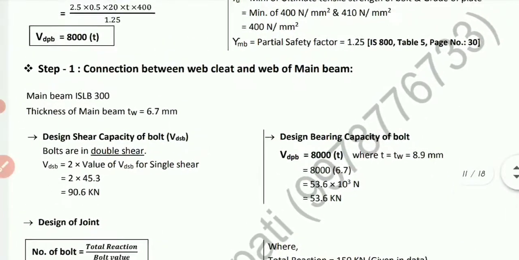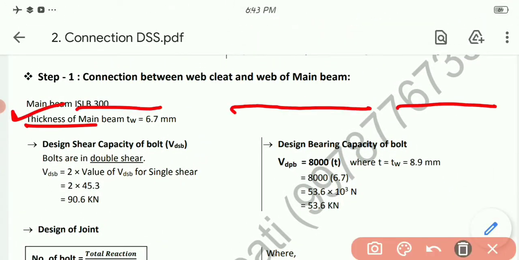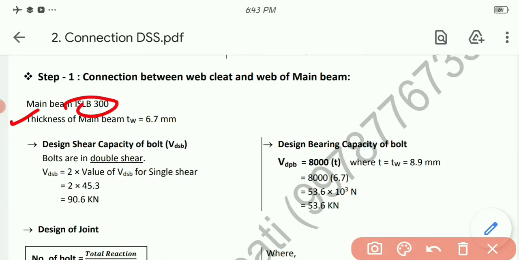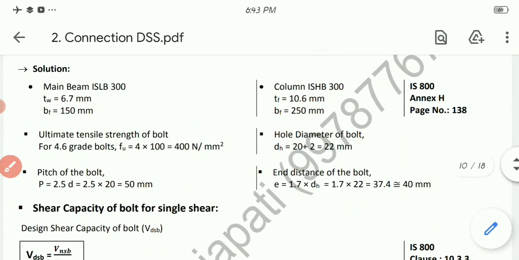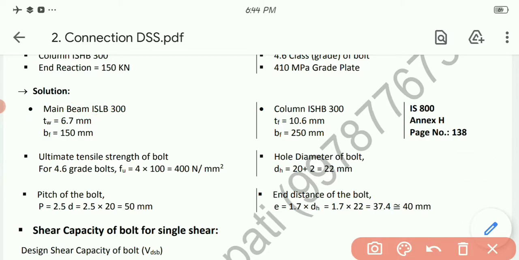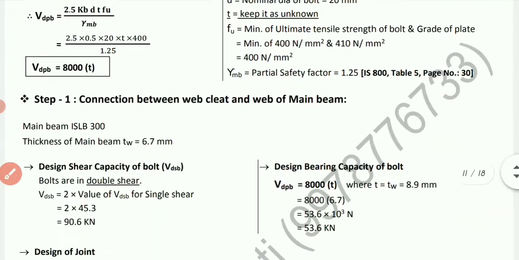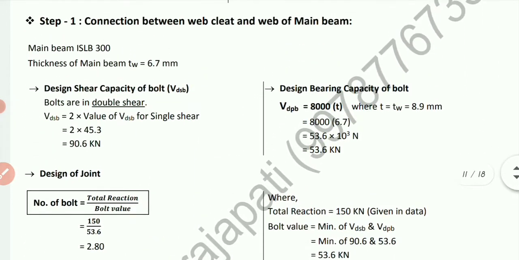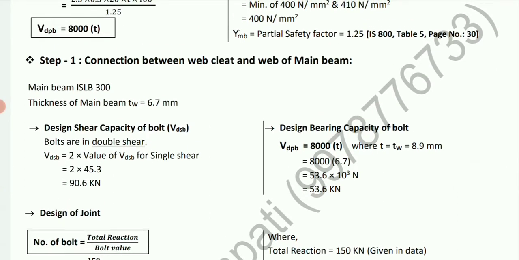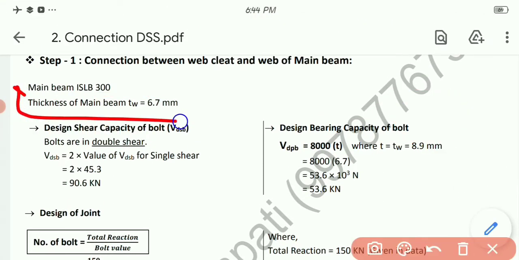First of all, the main beam is given in the data as LB 300. Just a minute, let me take you over here. See, this one, main beam as LB 300, and the thickness of the web is 6.7, which we have derived from IS 800. So main beam as LB 300 and the thickness of the main beam is 6.7. Now as we have seen in the theory, the bolt will be subjected to double shear.